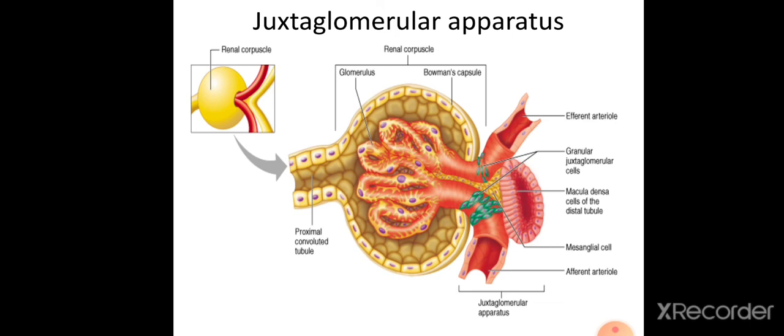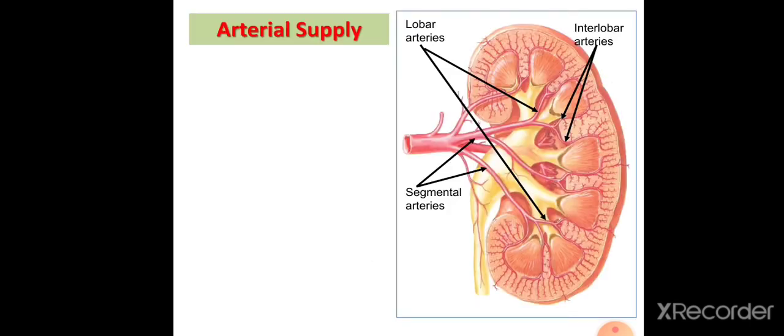Also, this apparatus includes the mesenchymal cells. So these three types of cells form the juxtaglomerular apparatus. These are meant for the secretion of renin, which is a hormone, for controlling the blood pressure. Then come to the arterial supply of the kidney.